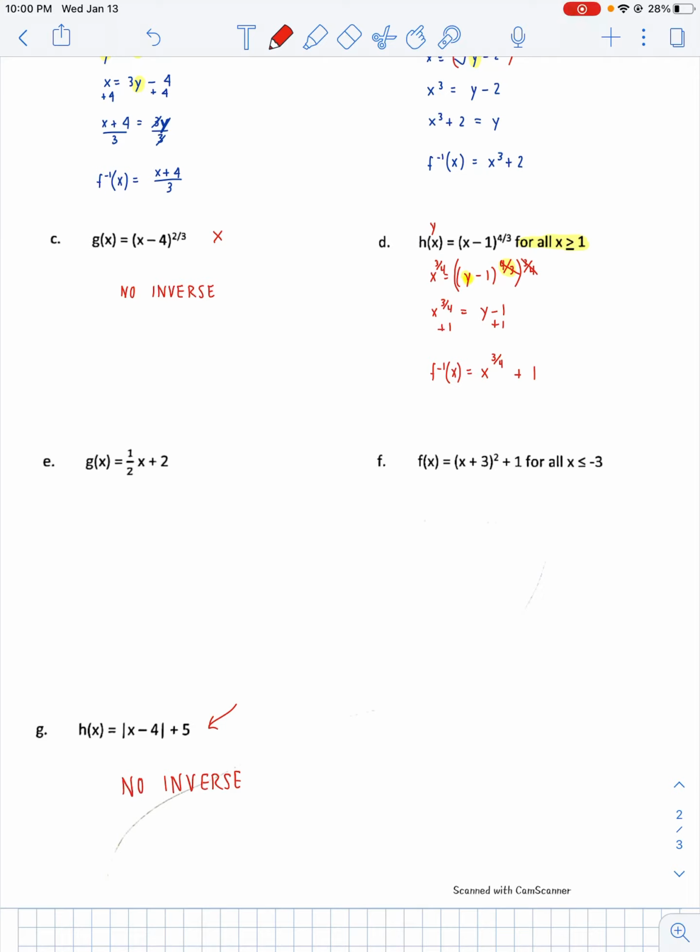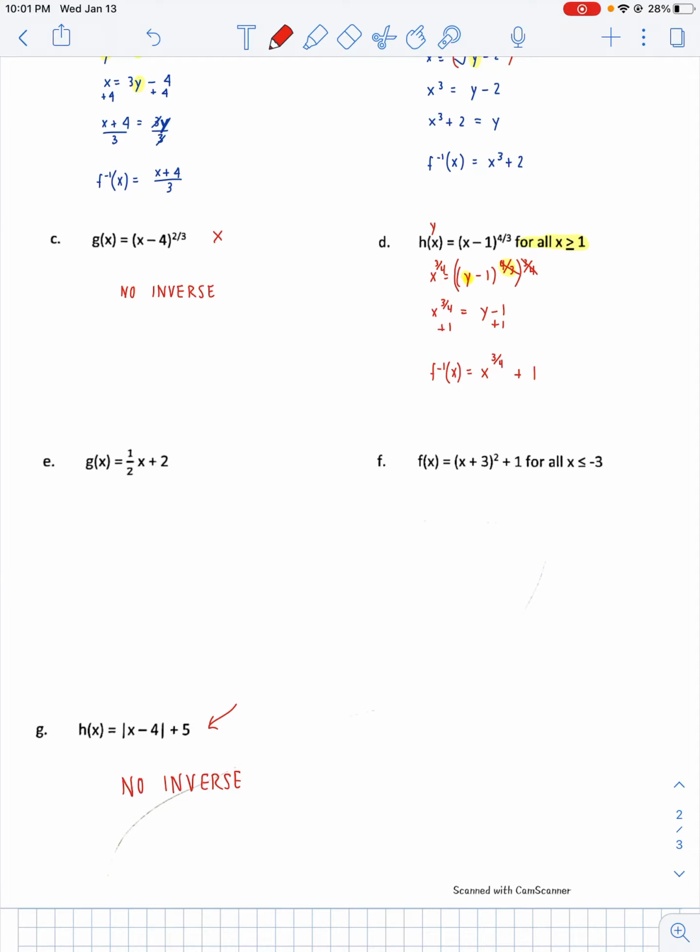Okay, I'm going to do one more with you, letter F, and then I'm going to give you a few homework problems tonight. This will be due on Monday. So you'll have tonight and Friday to work on this. If you have any questions, you can reach out to me Friday.